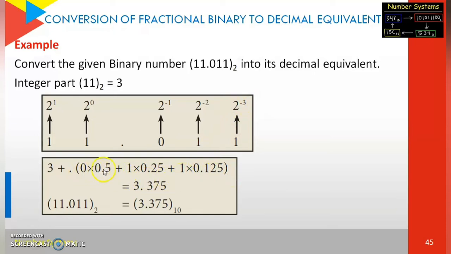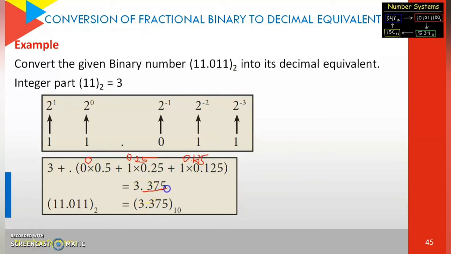0 into 0.5, what value do we get? 0 into 0.5 means we get 0. Then plus 1 into 0.25, what do we get? 0.25. Here 1 into 0.25 gives 0.25. And then again plus 1 into 0.125, we get 0.125. We just add all these numbers. So what do we get?